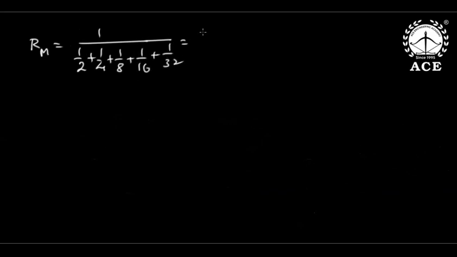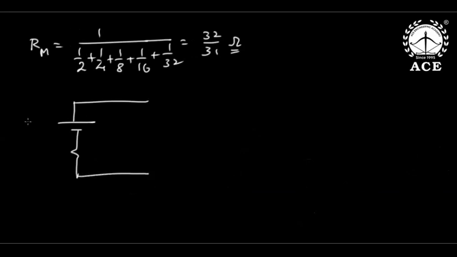So this is also 32 by 31 ohm. Now once you simplify into Millman's voltage in series with Millman's resistance, this is 32 by 31 volt and this is 32 by 31 ohm, between A and B. Now I'm connecting my target, 64 ohms.